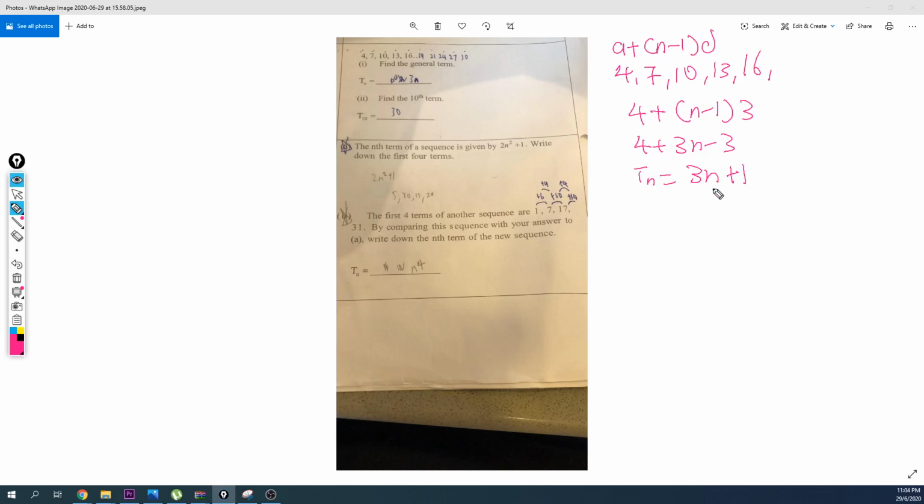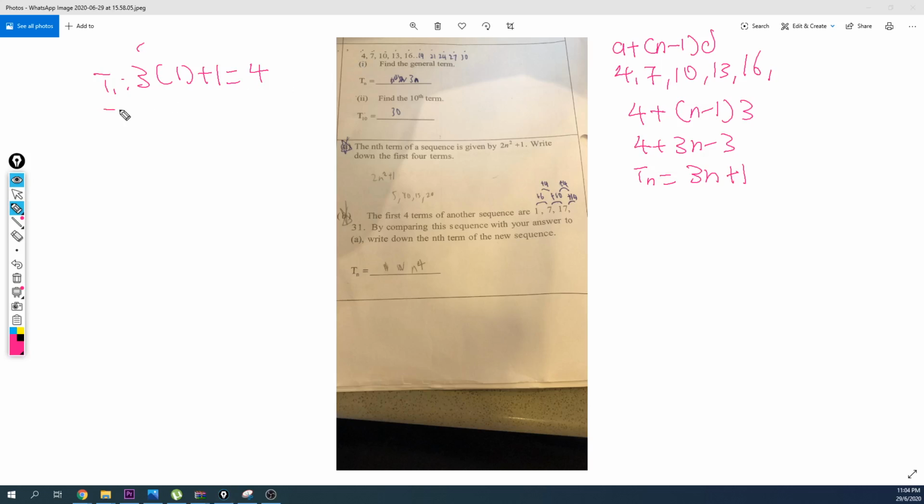And to check whether this is correct, we just need to substitute the value into this general term. For the first term, we just put 3 times 1 plus 1, and we find that this gives us the value of 4. So that matches with the sequence that was given to us.